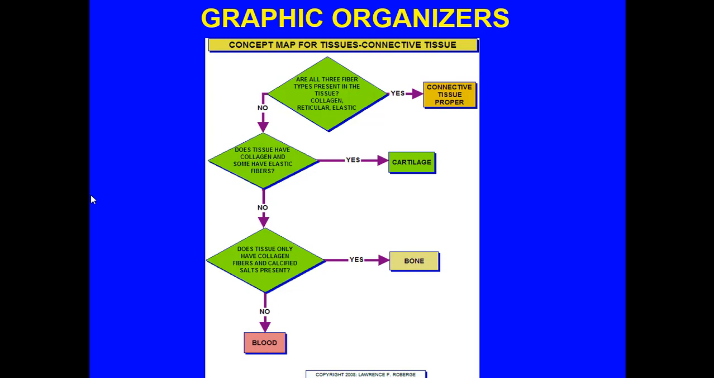First question, are all three fiber types present in the tissue? Collagen, reticular, elastic. If it's yes, that's connective tissue proper. If it's no, does the tissue have collagen and some elastic fibers? If it's yes, then it's cartilage. Does the tissue only have collagen fibers and calcified salts present? If it's yes, it's bone. If it's no, it's blood.